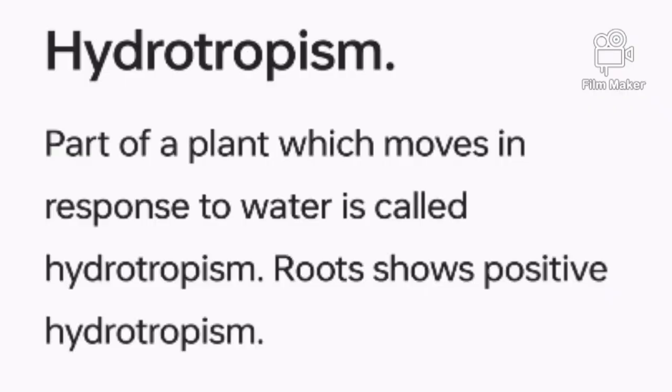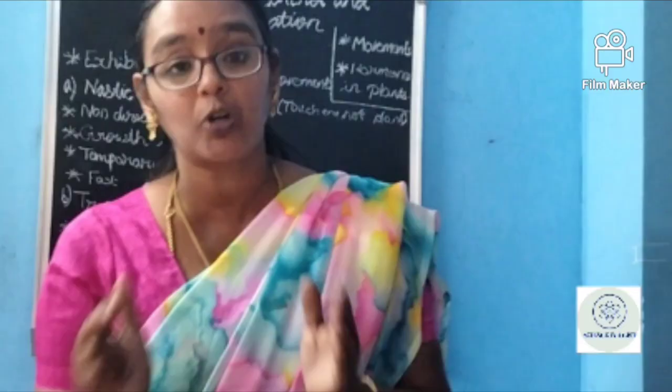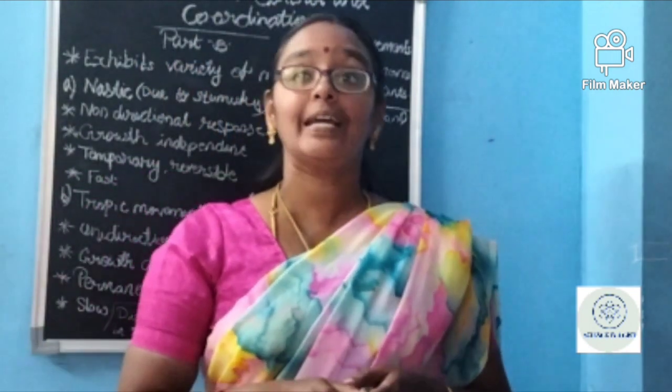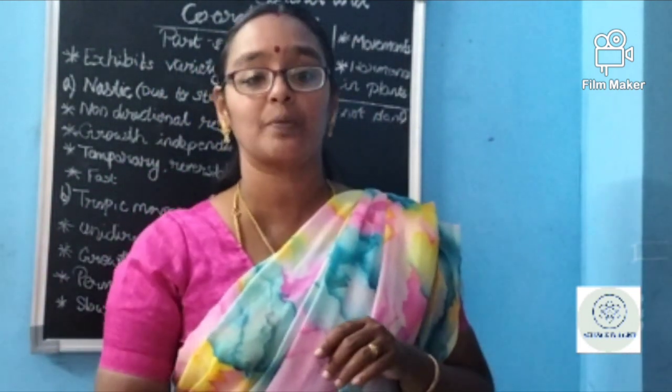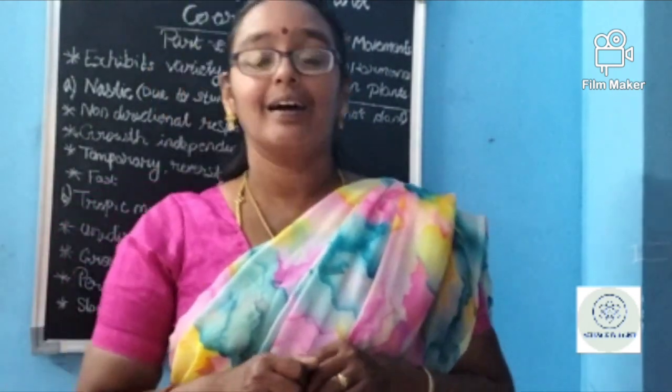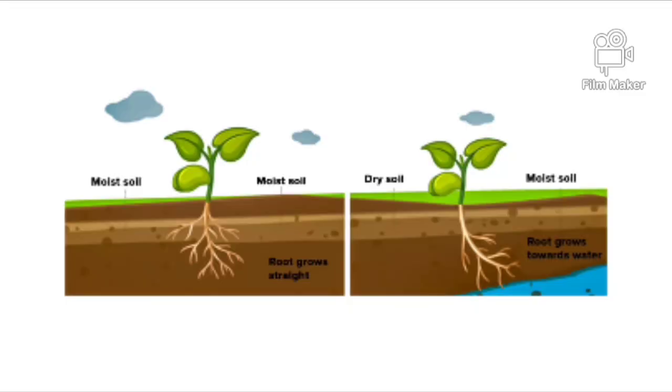Hydrotropism is the plant part moving in response to water. Who is moving in search of water? Is it the shoot system or the root system? The root system will always move in search of water. Okay, that's why we can say roots show positive hydrotropism.